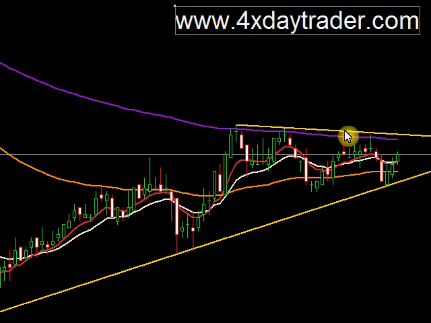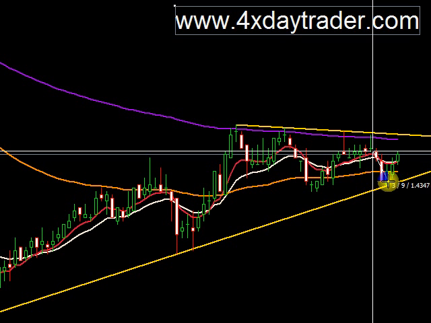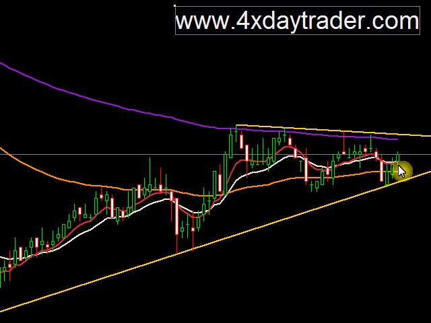We got a candlestick, a pin, what they call a pin, some call a hammer candlestick. You might be looking to sell at least down to this trend line. It's just an example.